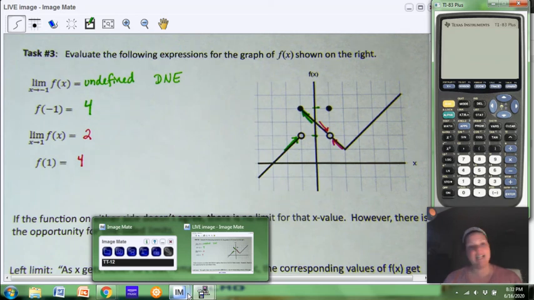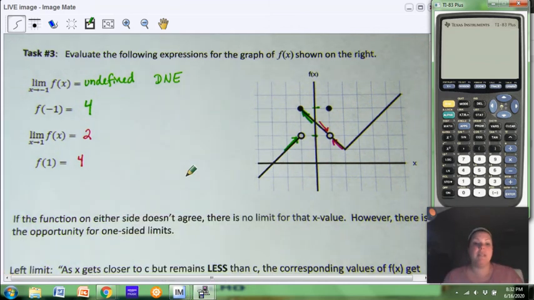But it does lend itself to the idea, well, there's one of the sides heads towards a y value and the other side heads towards a y value. Isn't there going to be a limit there? And so there's not a limit overall, but there is this idea of a one-sided limit that says, okay, so maybe there's not a limit for the entire domain when we kind of look at this, but we can kind of describe what happens on either side.